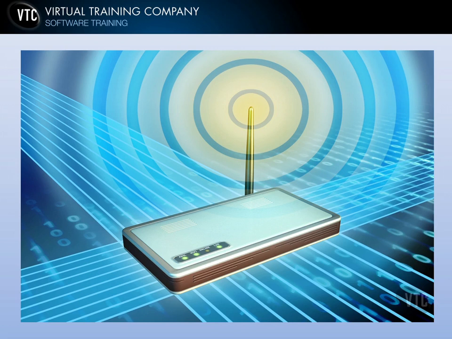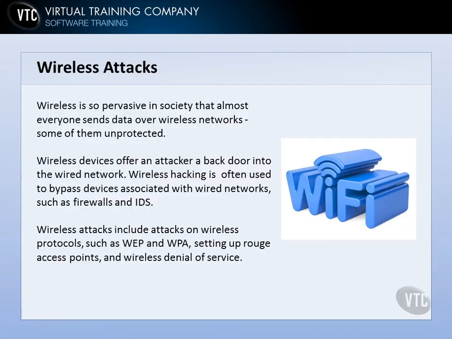So obviously there's a big market out there for hackers to attack wireless networks. It's a data-rich environment and a security-poor environment in a lot of cases. Wireless is so pervasive, as I said, that everybody sends data over wireless networks, and a lot of them are unprotected. They have very little or no encryption and very little protection over the data itself, especially on mobile devices.